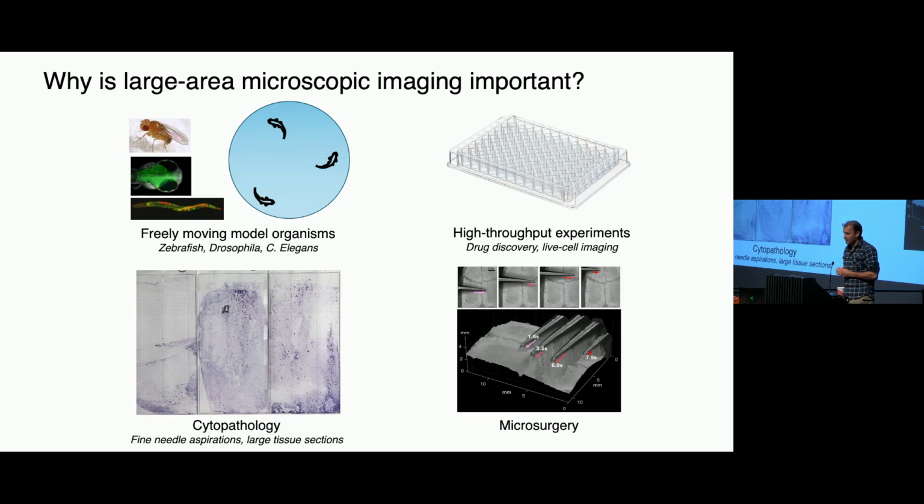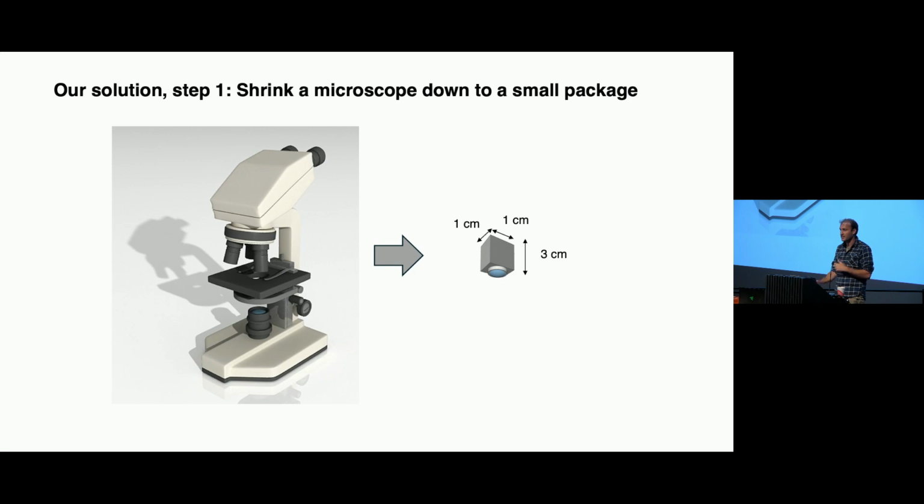So why is that important? There's a few different reasons. There's the desire to see freely moving model organisms, high throughput experiments, something called cytopathology, which I'll explain quickly later, and then this area of microsurgery. So I'll show examples of each of these. These are areas where we've learned it is really important to see over a large area at high resolution.